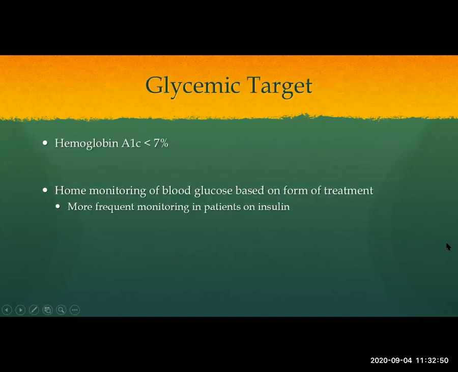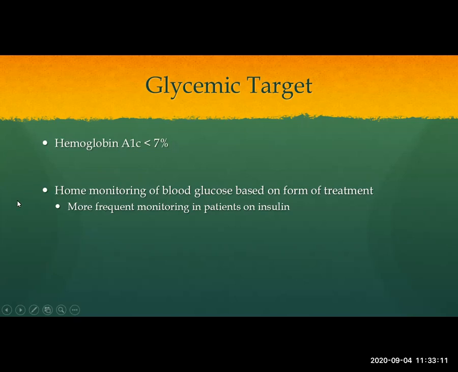Okay. So the glycemic target here is a little lower than for type 1 because with type 2, if you're not on insulin, you're less likely to become hypoglycemic. So you can have a lower target and still be safe. So the target here is less than 7 rather than 7.5 for type 1.